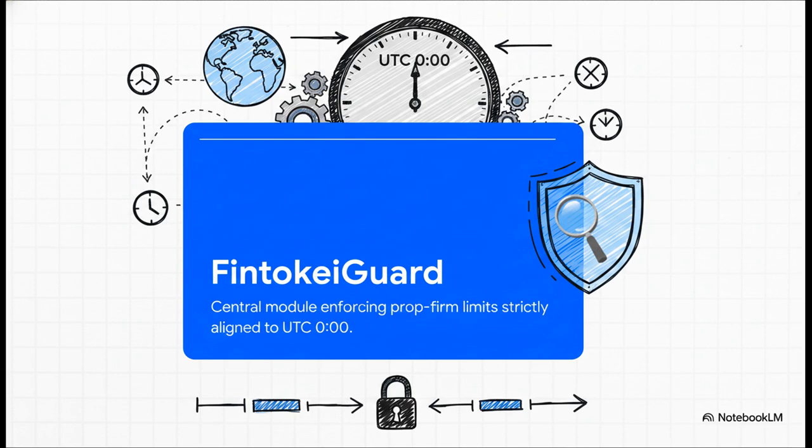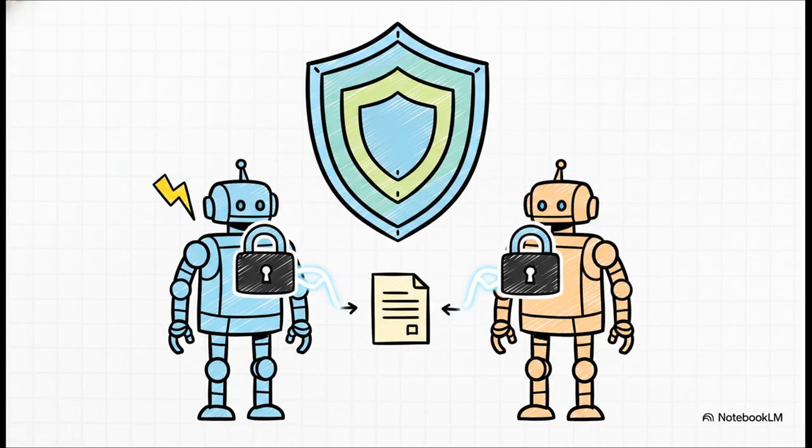FintokeiGuard is the central drawdown defense module. It ruthlessly evaluates every single move before execution. And it operates on a strict, unyielding principle. All time calculations are universally aligned to UTC-000. There is absolutely no guessing about local server times or New York close times scattered throughout the code. Everything is synchronized to a single, universal clock to perfectly match the prop firm's reset schedule. FintokeiGuard essentially consists of 7 distinct defensive layers.